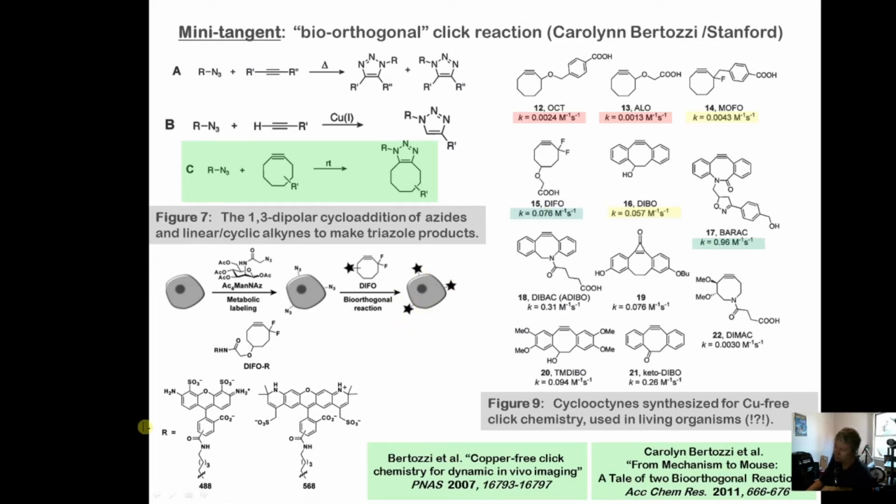So this shows the DIFO species, and this just shows 2 examples of fluorescent dyes. These are Alexa Fluor 488 and Alexa Fluor 568, which are different colors. So these organic dyes have different colors. This one's kind of blue, this one's kind of yellowish, right?